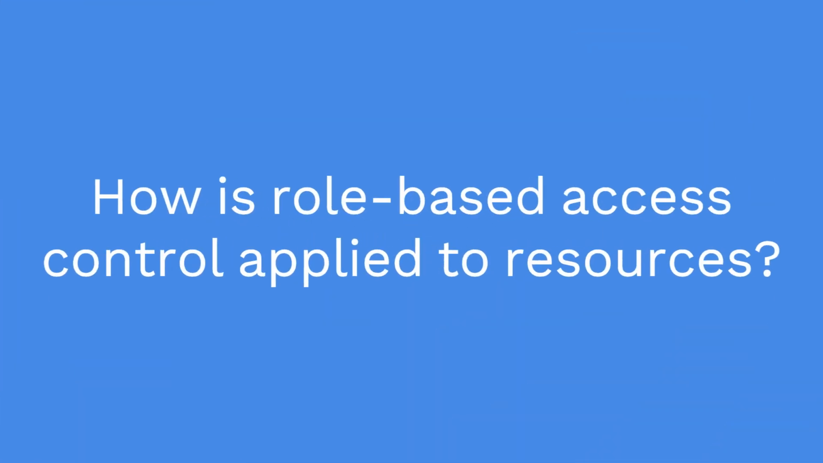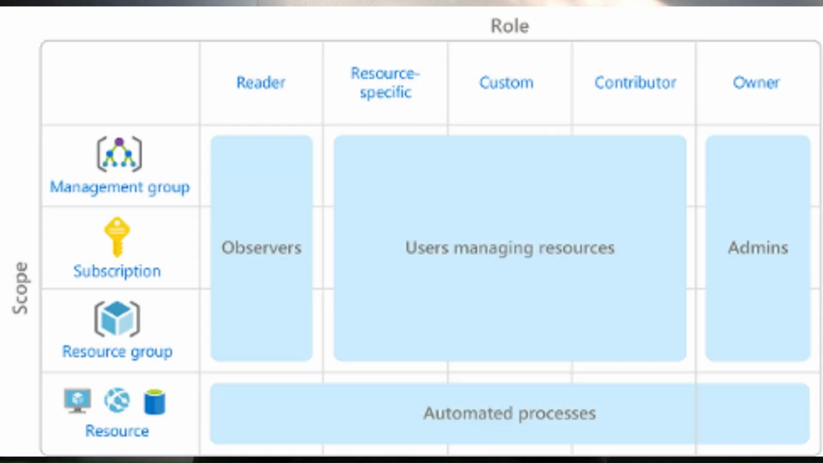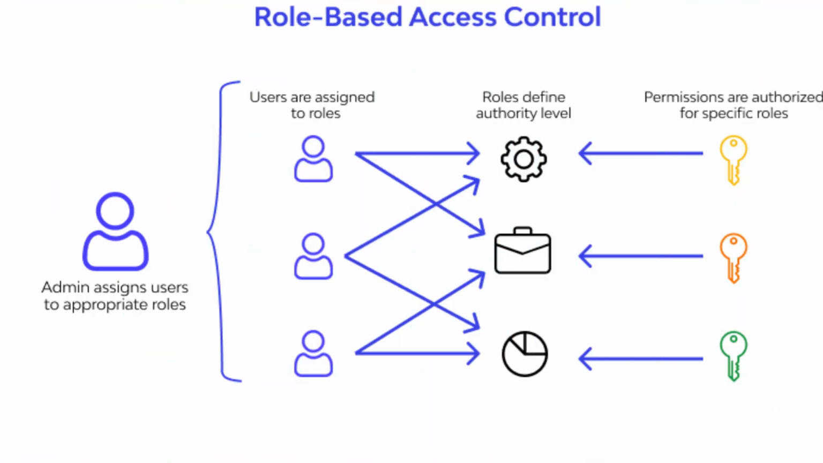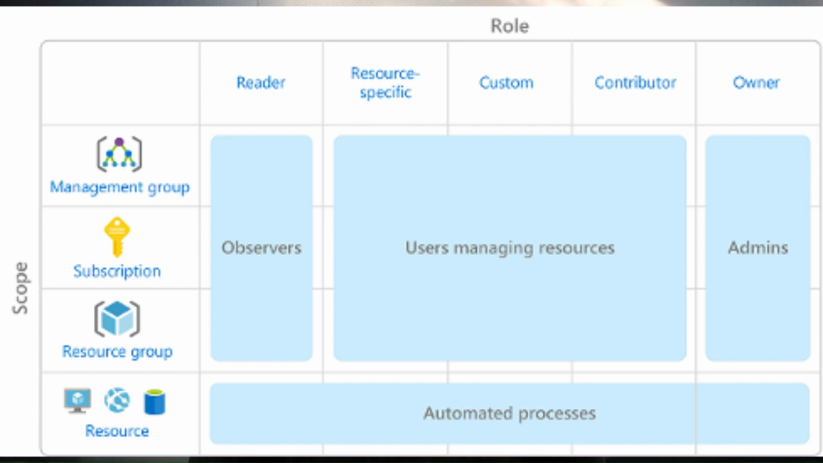How is role-based access control applied to resources? Role-based access control is applied to a scope, which is a resource or set of resources that this access applies to. The following diagram shows the relationship between roles and scopes. A management group, subscription, or resource group might be given the role of owner, so they have increased control and authority. An observer, who isn't expected to make any updates, might be given a role of reader for the same scope, enabling them to review or observe the management group, subscription, or resource group.